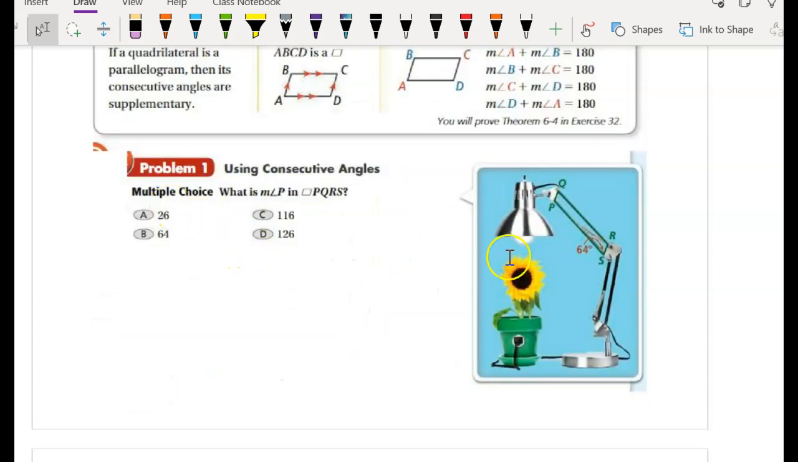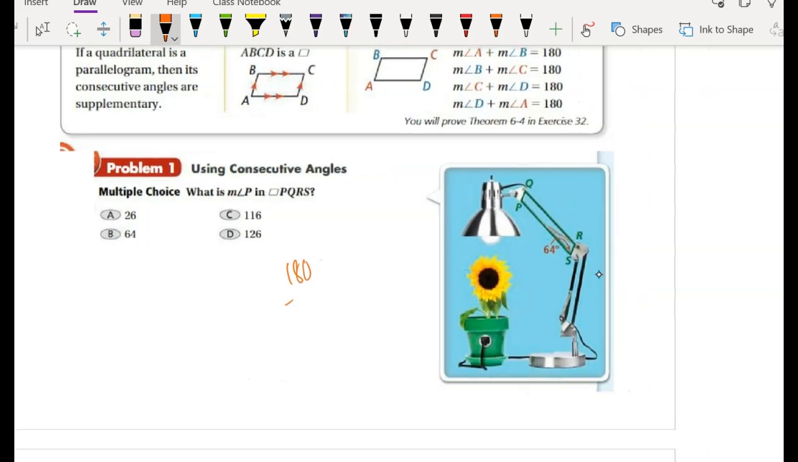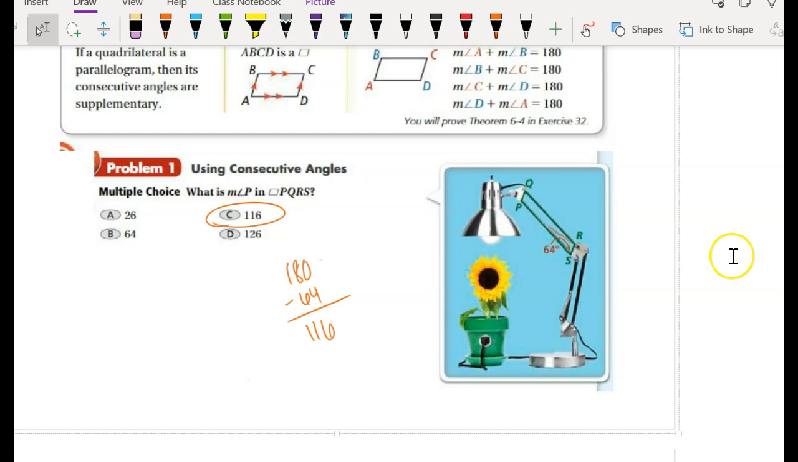Okay, now let's take a look. They want us to use this diagram of the lamp. They want to know, what is the measure of angle P in parallelogram PQRS? Well, angle S is 64, and they want to know what angle P is. So if I add angle P and angle S, what do I get? That's right, I get 180. So to find angle P, it's going to be 180 minus 64. And that gives me 116. So my answer is C.